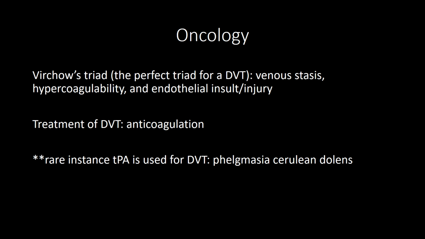This is one of the few instances that TPA is an indication in the setting of DVT. And then phlegmasia alba dolens, that's going to be when the leg looks like a milk leg, or it'll look white. There's total occlusion of the deep iliofemoral venous system, so the superficial veins are still open. The collaterals are open, so there's still perfusion. There's no cyanosis present, but there's still edema and pain.